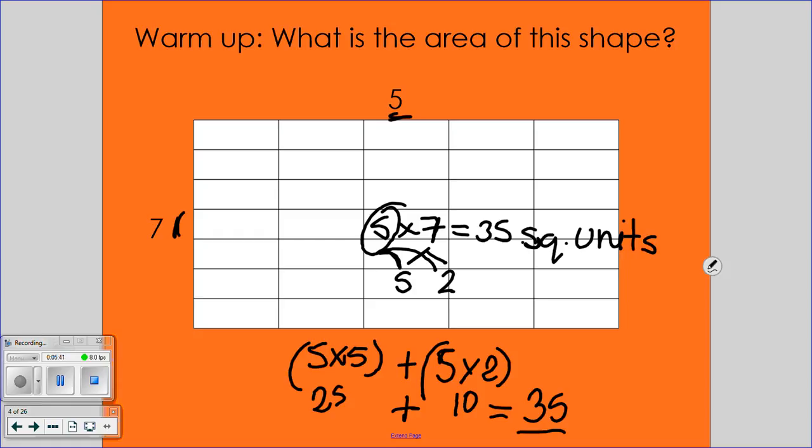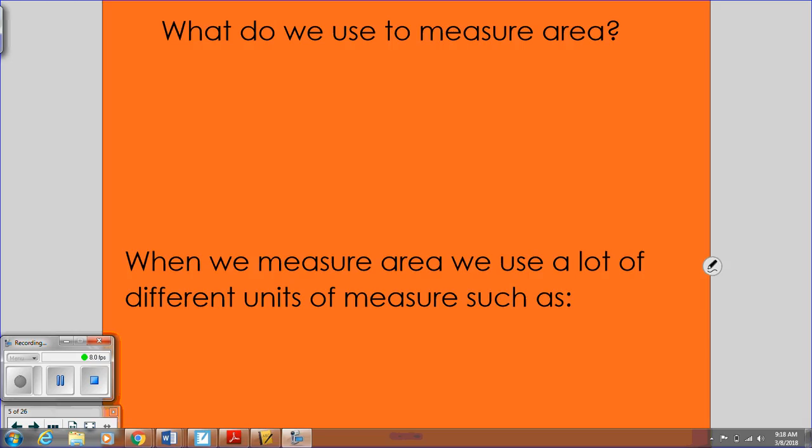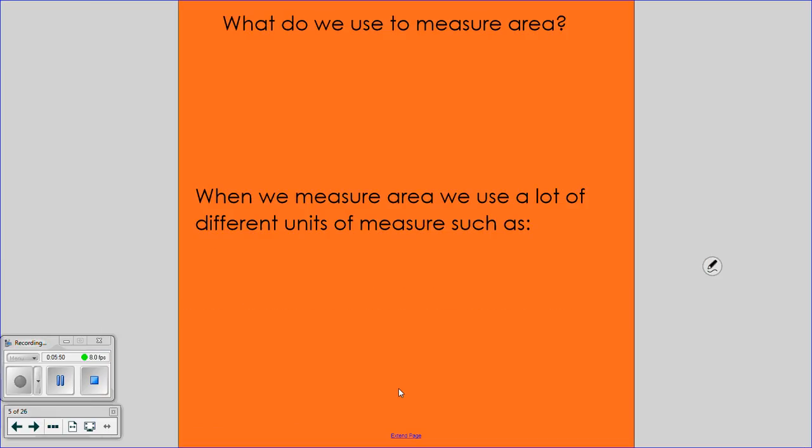Heidi, do you have a question? We just talked about if they don't tell us what we're using to measure, we're going to use the term square units.